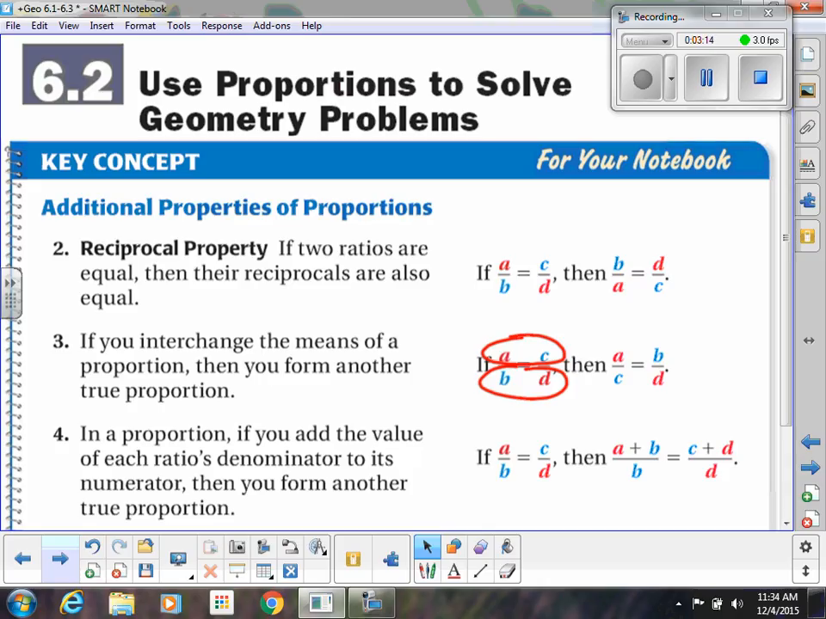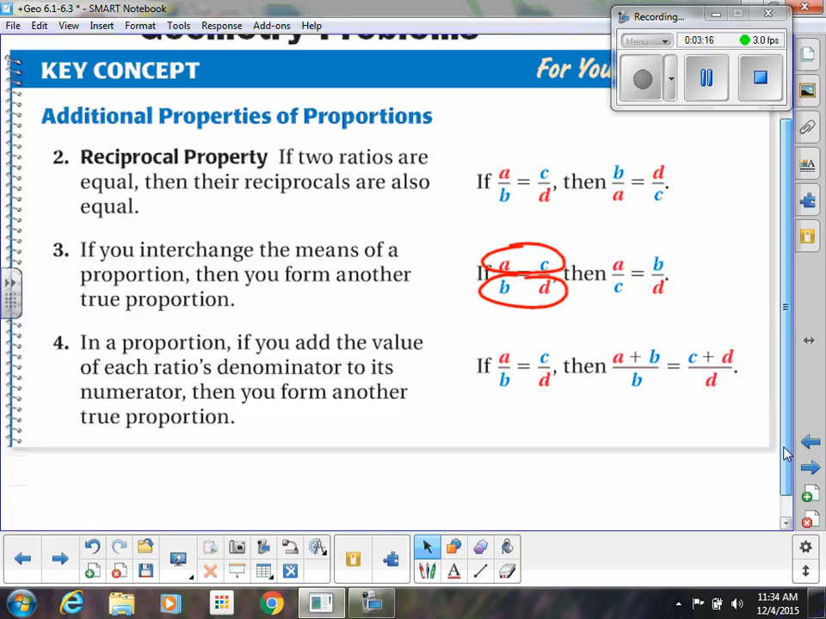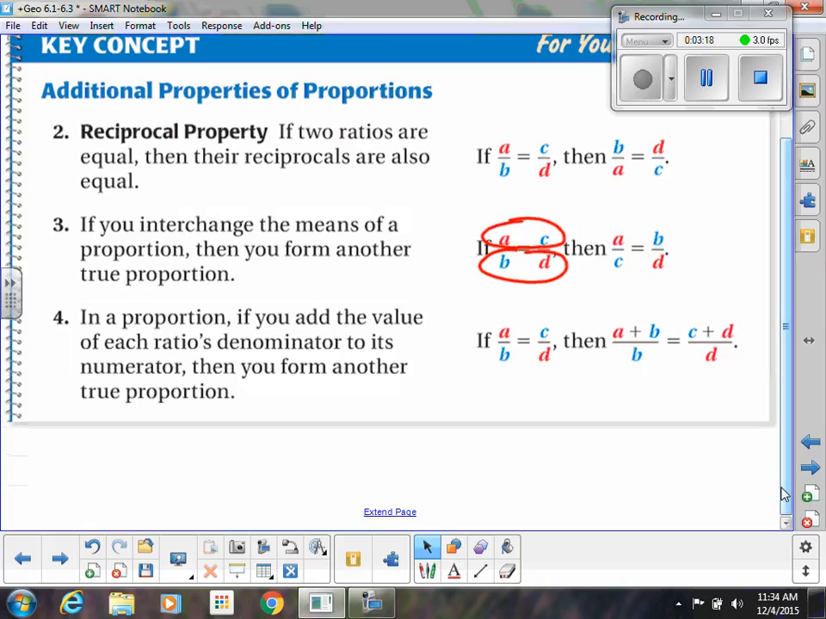All right, and then in number 4 here, this last property, I don't know if you're familiar with this one as much. Basically, if we have a proportion and we add the value of each ratio's denominator to its numerator. So for example, in this first ratio, B is the denominator, so we're going to be doing A plus B in the numerator. And then the same thing with the other one. D is the denominator, so I'm going to do C plus D in the numerator over there. That maintains that proportion.